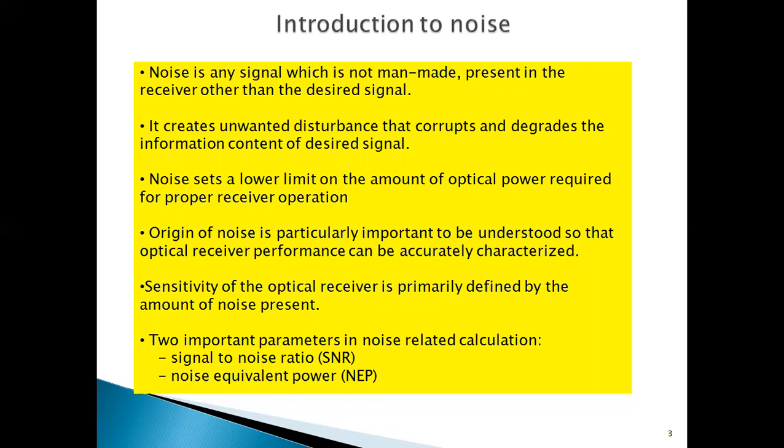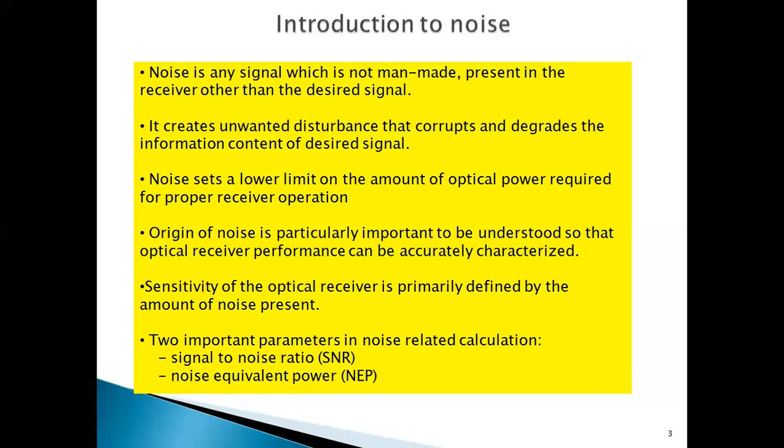It is present in the receivers, other than the desired signals. It means that apart from the desired signals that we want to transmit, we also have the noise. This noise will create unwanted disturbance, and the effect is that it will corrupt and degrade the information content of our desired signals. So these are the effects of noise that we don't want actually.